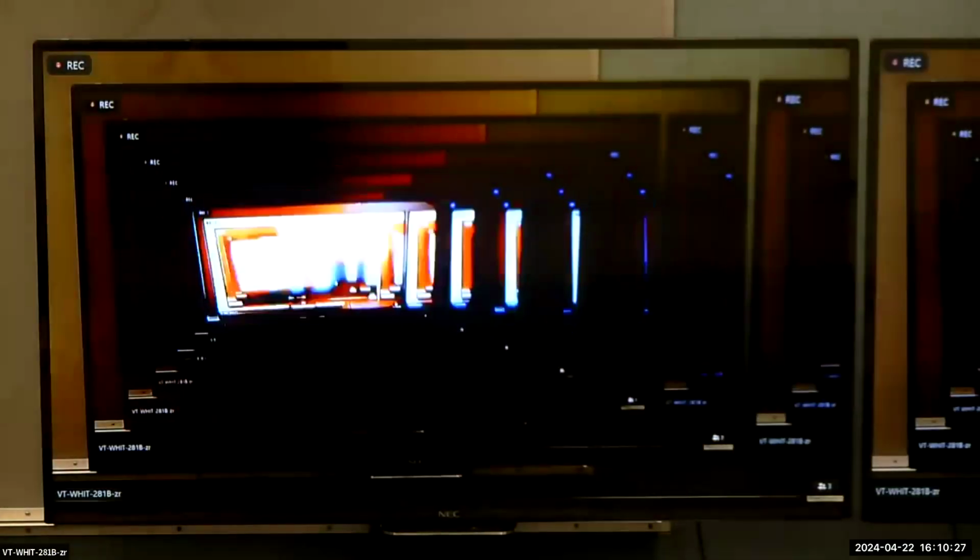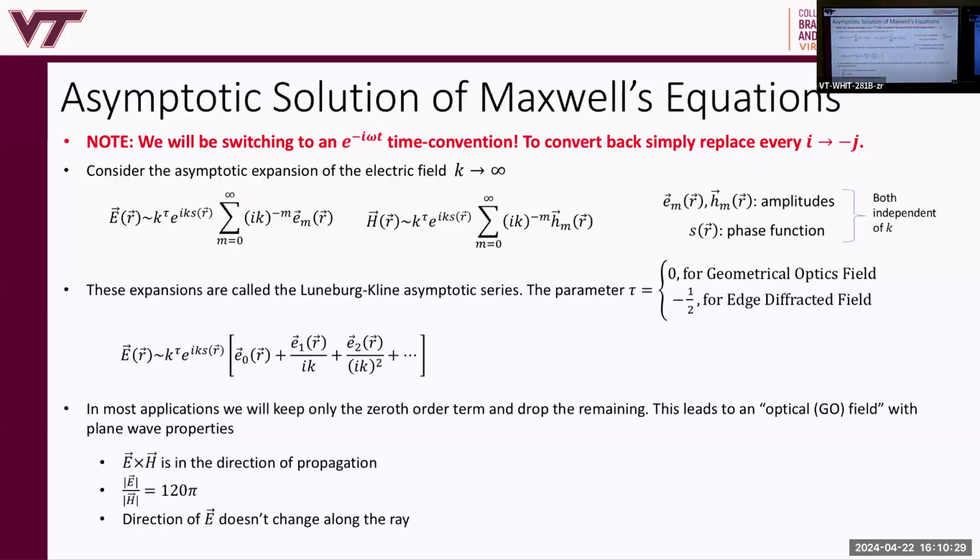All right. So, in order for us to understand the geometrical optics program, I'm going to review quickly the formulas that we need to derive, to write the program, all right? So, as a quick overview, we started with the asymptotic solution to Maxwell's equations, right? We expanded the electric field in terms of the Luneburg-Kline expansion, which is an asymptotic series in terms of inverse powers of k.